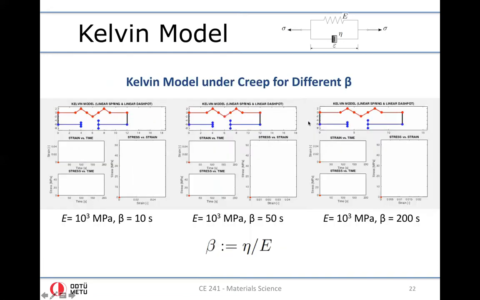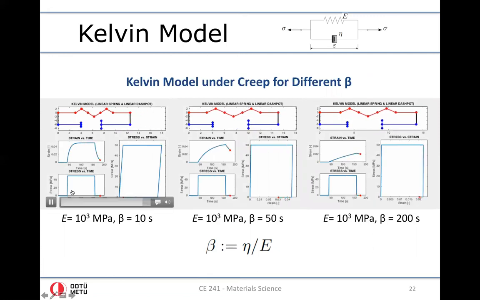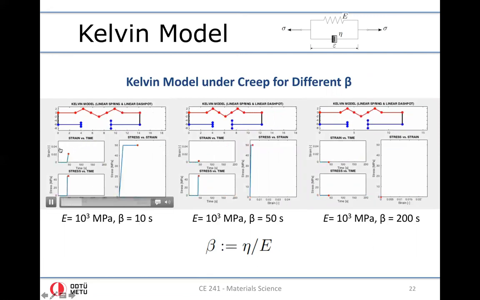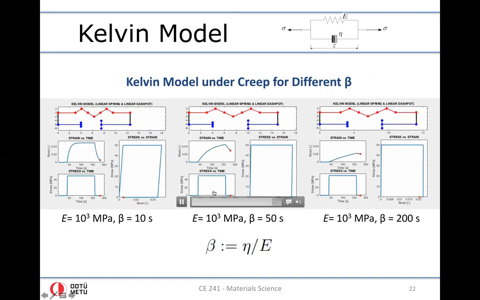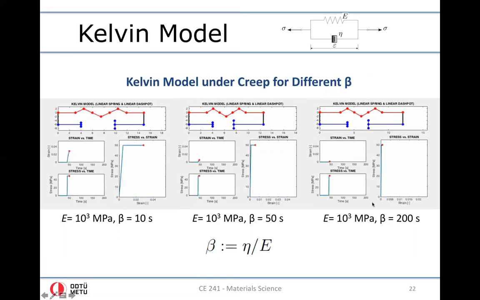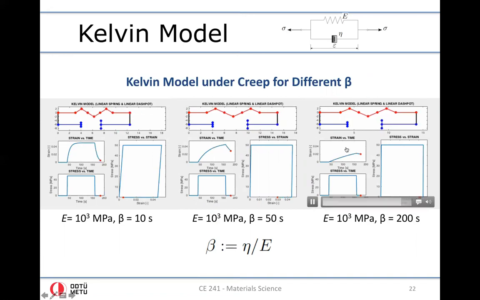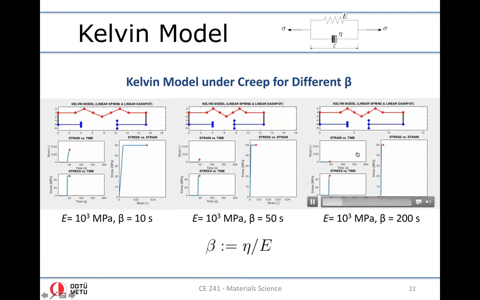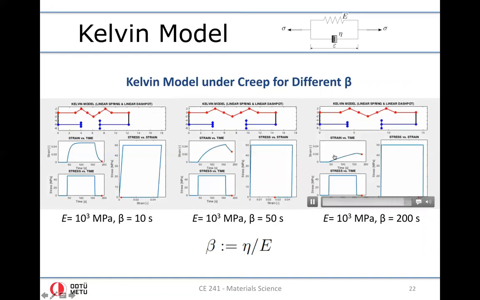For the Kelvin model, we analyzed the creep response for different values of the retardation time, beta. You see, the smaller the retardation time, the faster the convergence. As you see, epsilon infinity is achieved here, 0.05. And for the greater value of the retardation time, you see the creep is slower.